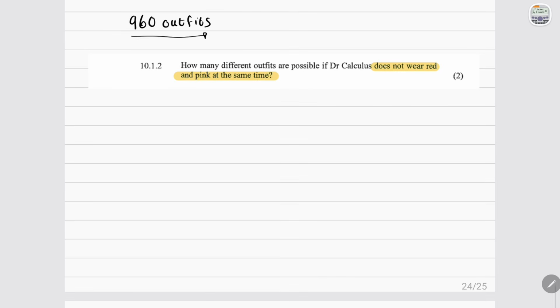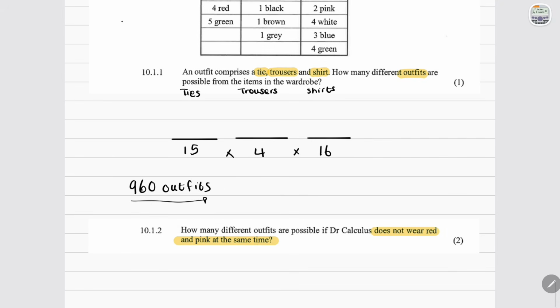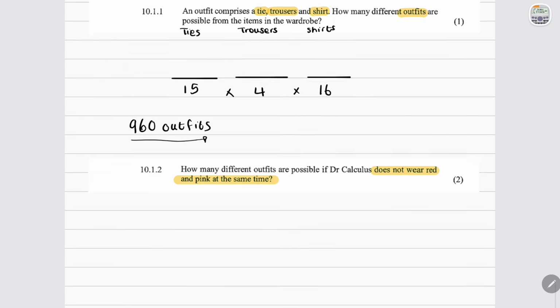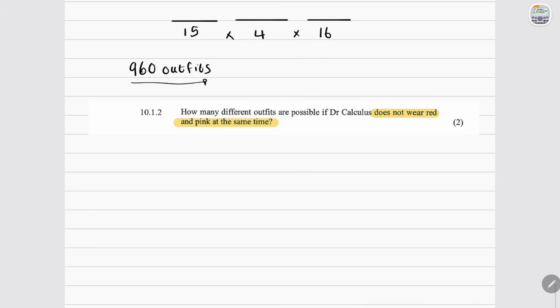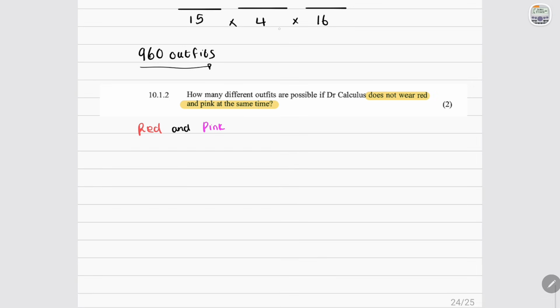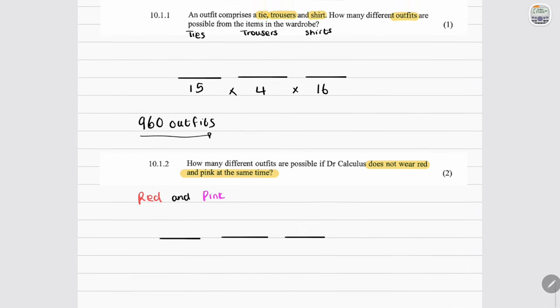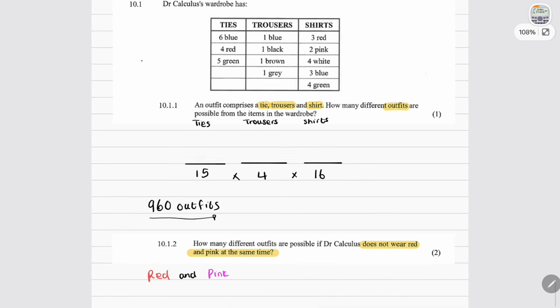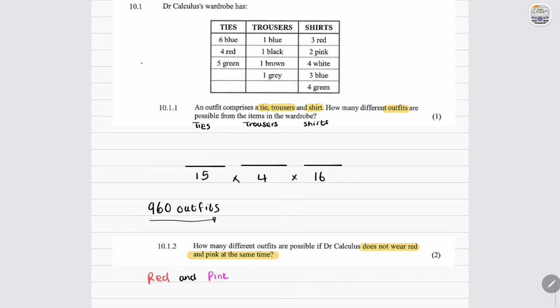So what we can do is find out the total number of outfits where he's going to have red and pink at the same time, and then we can remove that from the total outfits. That would give us the total number of outfits without red and pink. So we're going to look at the case of outfits with red and pink. Let's see what kind of outfits he can create with red and pink. Remember that an outfit is created with these 3 items, the tie, the trousers, and the shirts, where red and pink will be together.